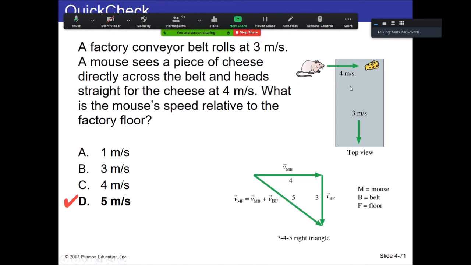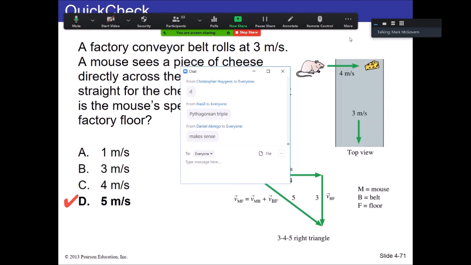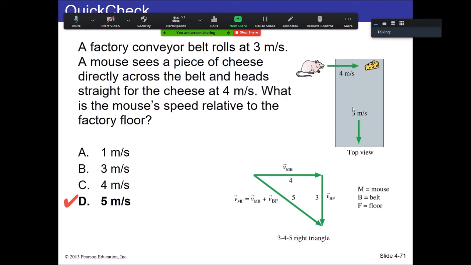The mouse is going 4 meters per second, but not according to you, who's watching it. According to somebody who's just hanging out on the belt watching this all take place. Yeah, it is a Pythagorean triple too, actually. So be careful about what we say here for 4. The mouse is on the belt, moving 4 meters per second, and that's the speed relative to the moving frame, not relative to the ground. This velocity vector that you see here is the velocity of the object as seen from the ground.